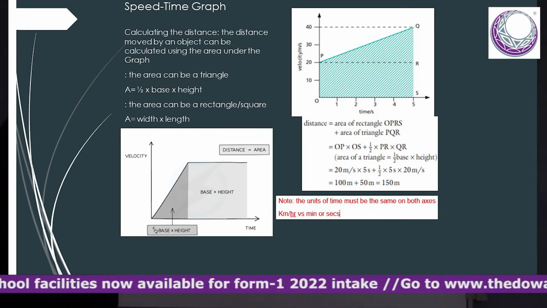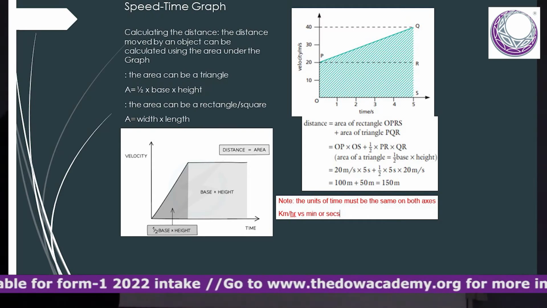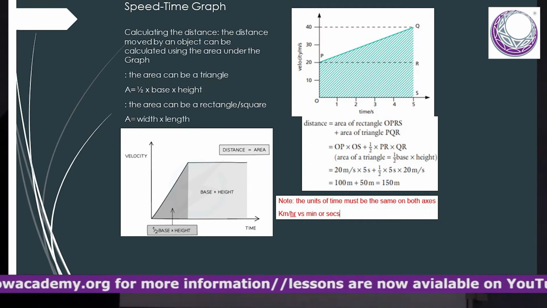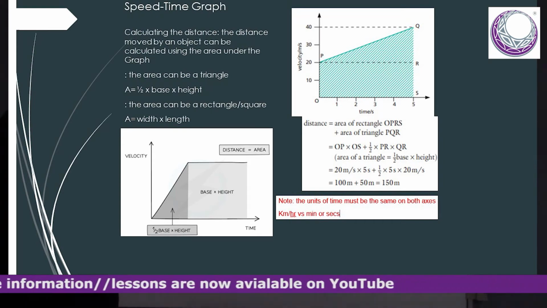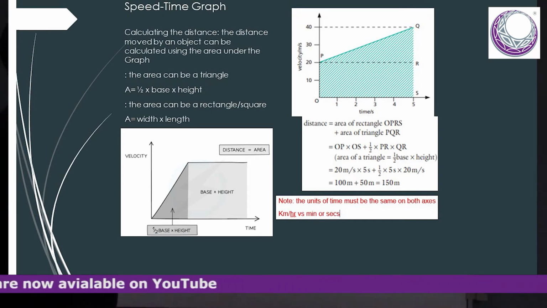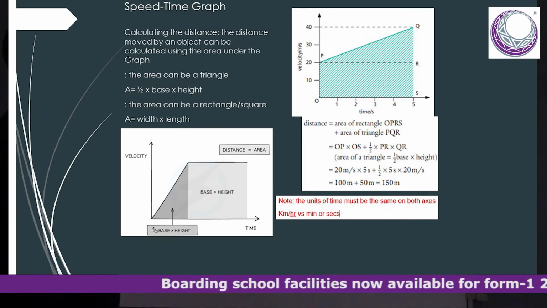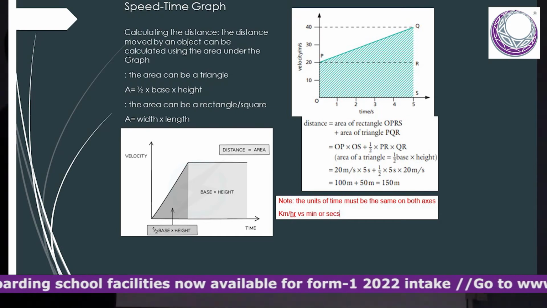You are required to calculate the distance covered in the first 5 seconds of this motion. To find this distance, you need to get the area under the graph. There are many ways of doing it. Here we've indicated one, where we have separated the motion into two different shapes.